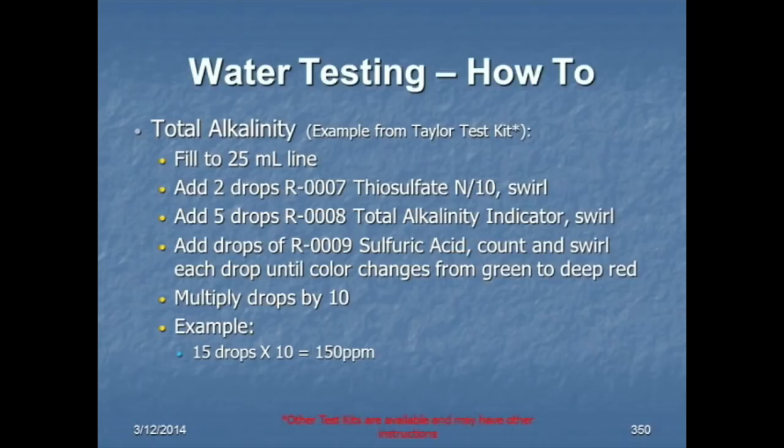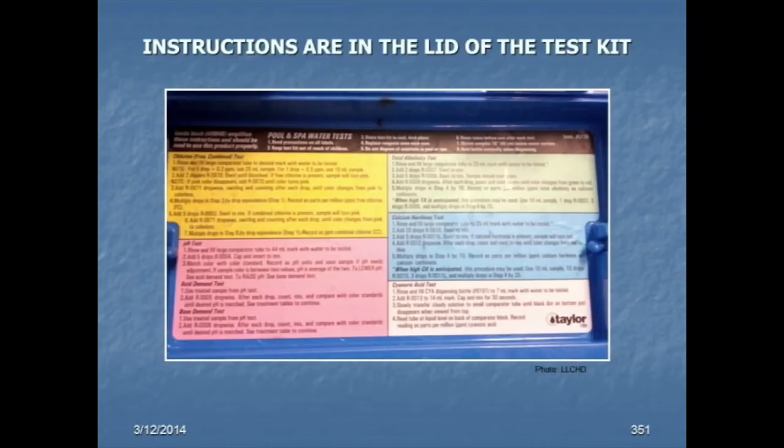So as you add that to the pool water, each drop counts as 10. For example, if you added 15 drops, you multiply that times 10, you get 150 parts per million alkalinity in the pool water. In your test kit, inside the lid, all of the directions are included.